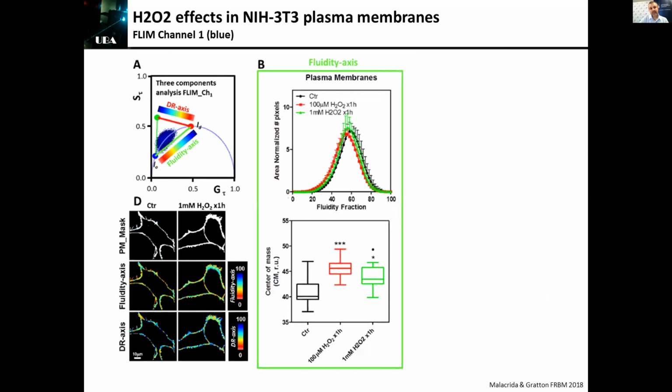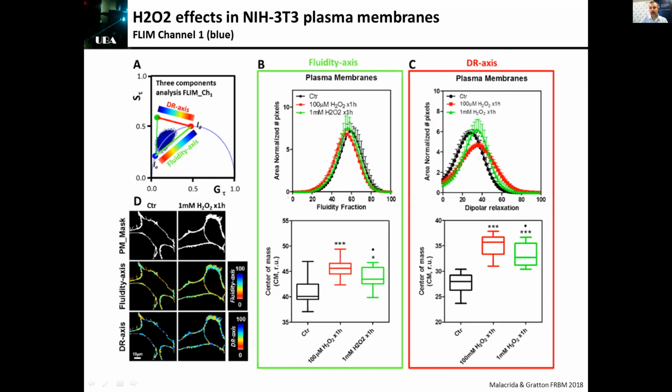When we analyzed this, but now using a mask, everything became clearer. When we use a mask, we only focus on this region. And in that case, you can see changes in the membrane, and the changes are moving toward less fluidity. So the membranes are becoming more ordered. The same happened with the dipolar relaxation. The dipolar relaxation is increased when we have a more ordered membrane, which is in a way anti-intuitive.